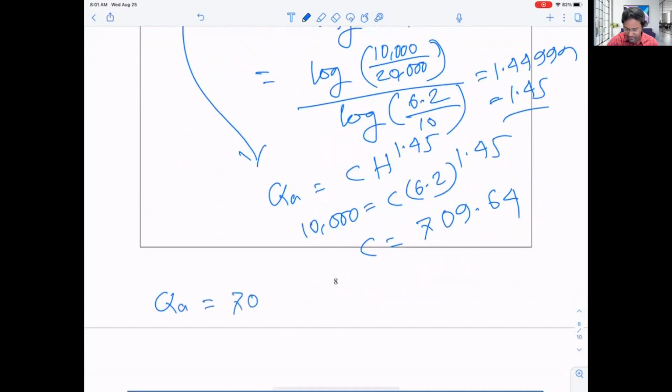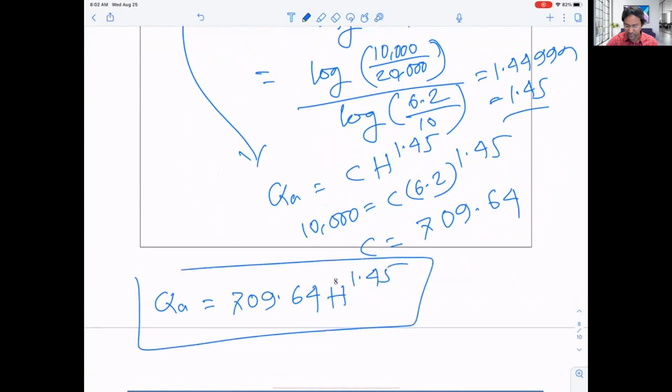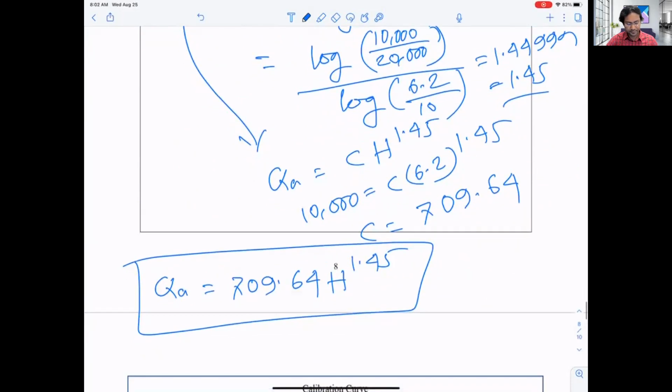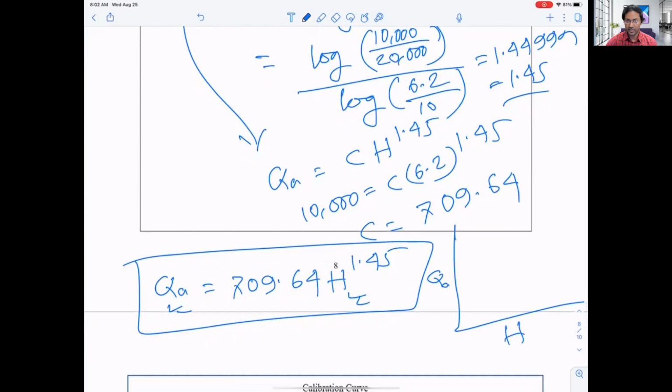So here is the calibration equation. QA is equal to 709.64 and h to the power 1.45. So that is the calibration equation. If you write this equation on the channel or flume where we have the weir, then someone can measure that h and use a calculator to calculate this one. Other than doing that, you can use this equation to plot a graph, the relationship between QA and h. It will give you a graph, either this way or this way, and then someone will read directly from this one.